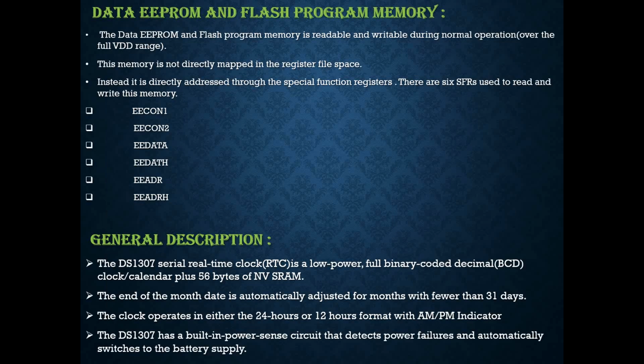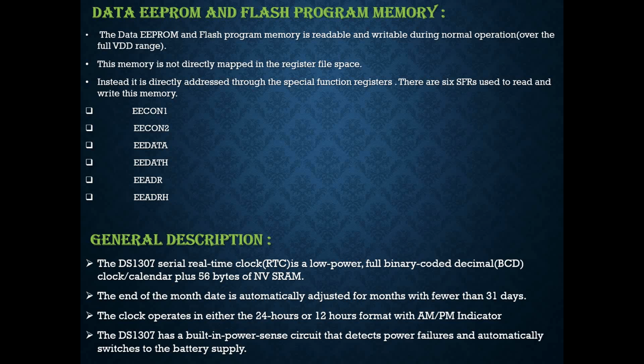Data EEPROM and the flash program memory. The data EEPROM and the flash program memory are readable and writable during normal operation. This memory is not directly mapped in register file space. Instead, it is indirectly addressed through the special function registers. The special function registers are given below. Now see the EECON1 and EECON2, EEDATA and EEDATH, and EEADR and EEADRH.